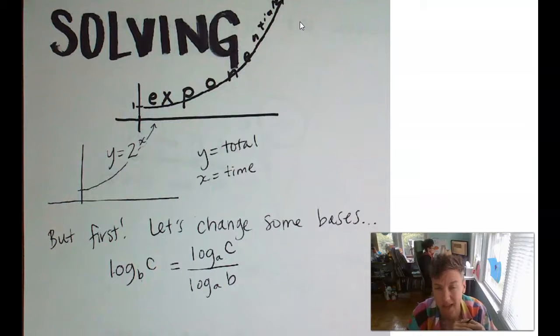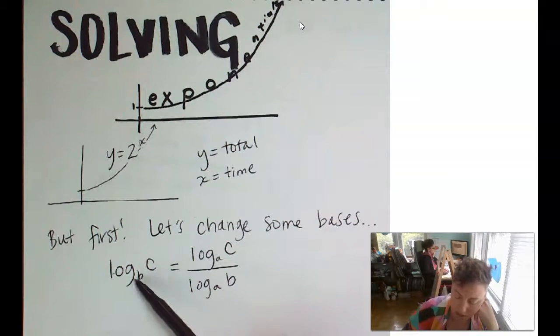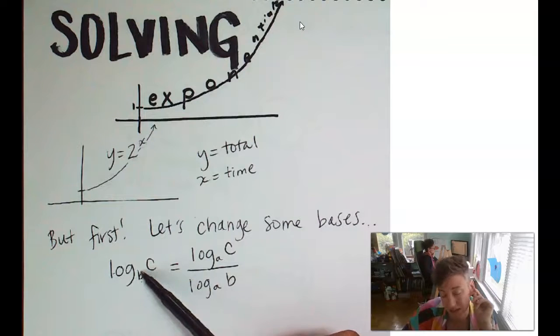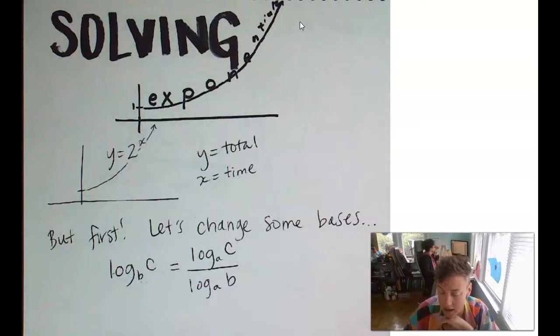Why would you do that? Well, sometimes you don't know what log base b of c is, but if it was a different base, like 10 or 2 or something, then you could evaluate it. Let's do some examples so I can show you what I'm talking about.